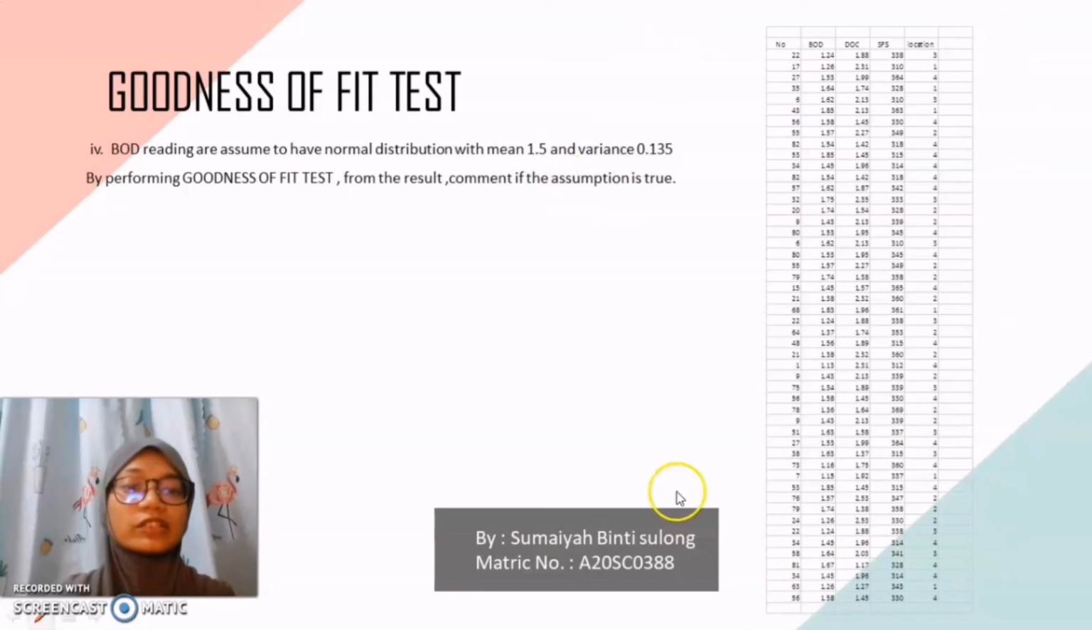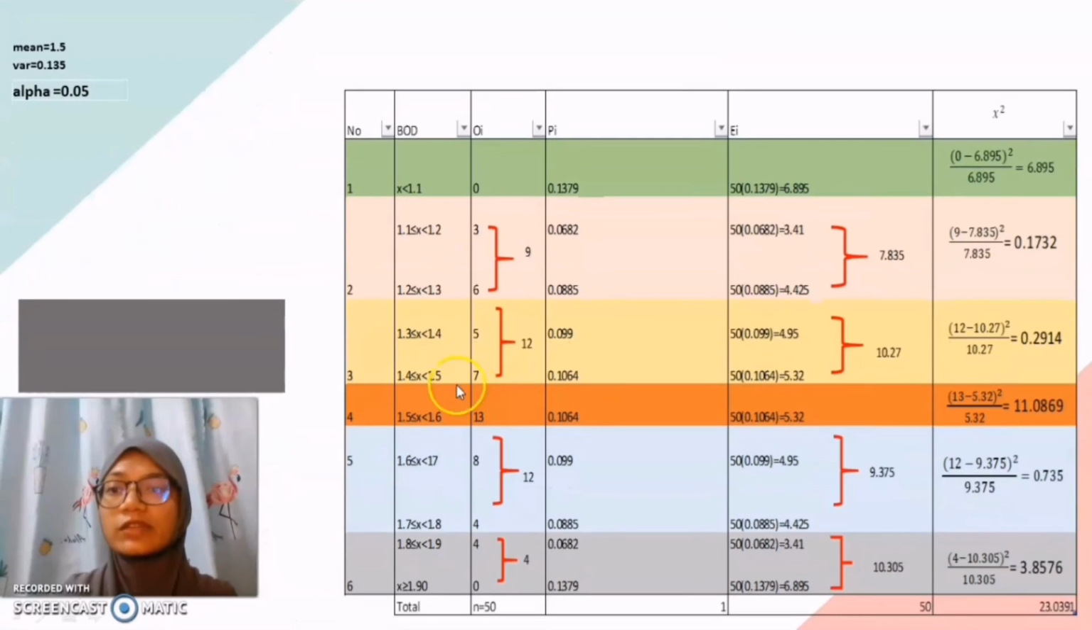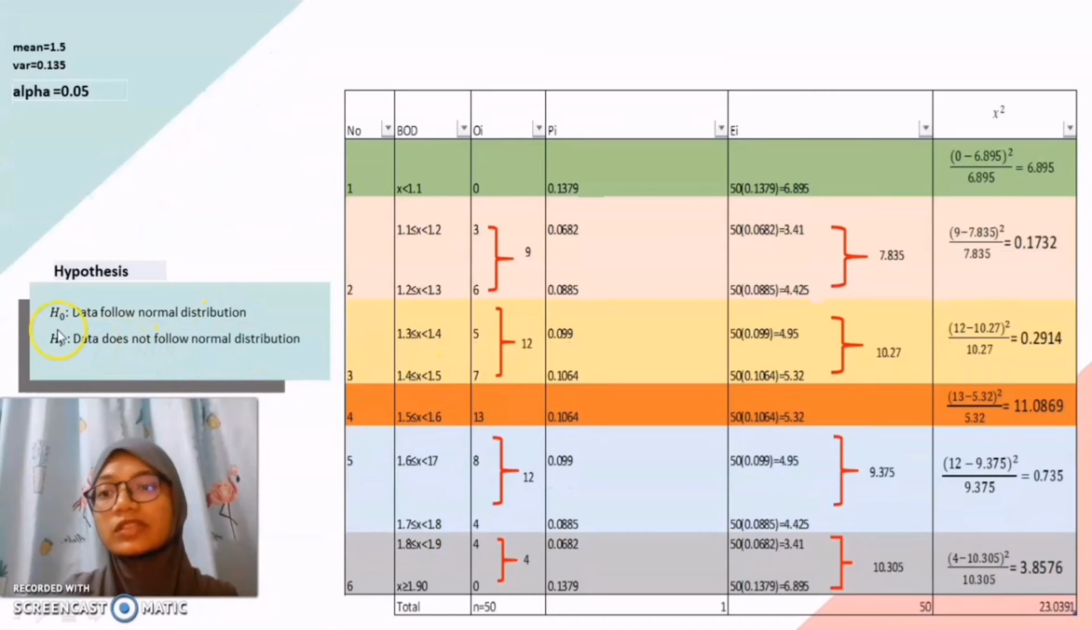We have the generated data from earlier in the video, so I proceed on how to do the goodness of fit test. First, we have the hypothesis. H null: data follow normal distribution. H alternative: data does not follow normal distribution.